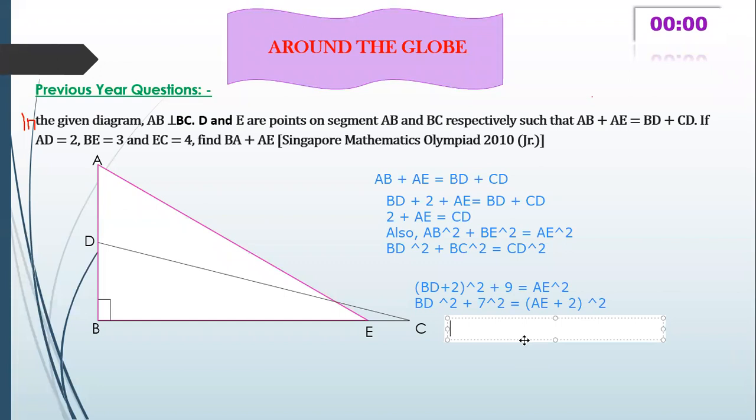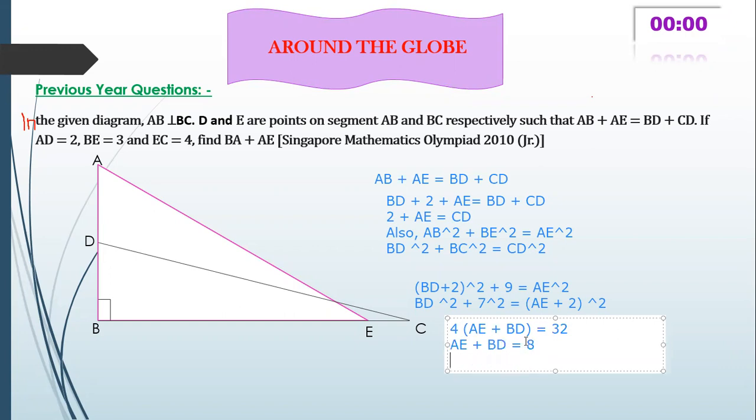(A plus 2) whole square. Now from here, can anyone tell me what I can do? From here I can deduce that 4 times (AE plus BD). How I am doing this? You have to first try to analyze why I am doing so. 4 times (AE plus BD) equal to 32. This means AE plus BD equal to 8.